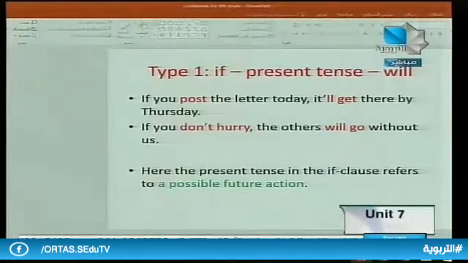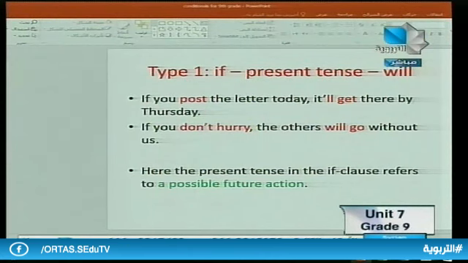Of course, we have here if plus simple present, which is a subject plus verb plus the rest of the sentence. And in the main clause we have a subject plus will or will not plus verb, so we can use positive or negative. Very nice. We have an example: if you don't hurry, the others will go without us. So here we have a possible situation of what is going to happen, what will happen. We are here talking about the future. In the future, yes.